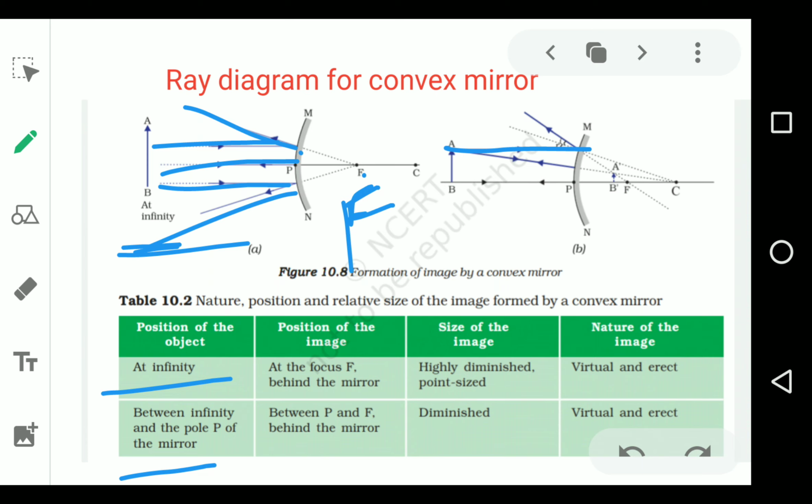So in case of the convex mirror, the size of the image is always small: highly diminished in the first case, and diminished in the second case. It is always formed behind the mirror, so it is virtual, and the direction of both the object and the image is the same, so it is an erect image. When the object is at infinity, you get the image at the focus. When the object is between infinity and the pole, you get the image between P and F, anywhere between the pole and the focus behind the mirror. So this is all about the ray diagrams.